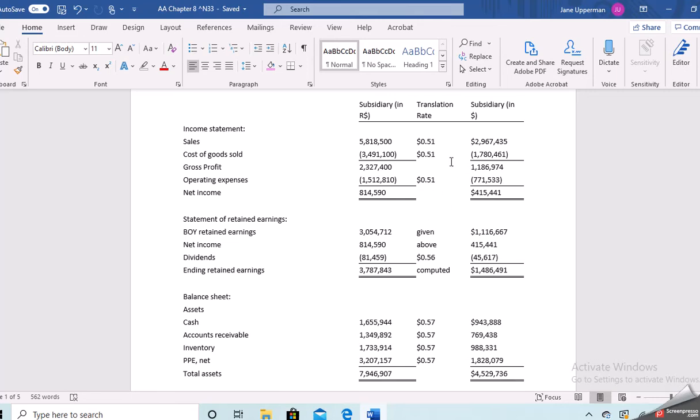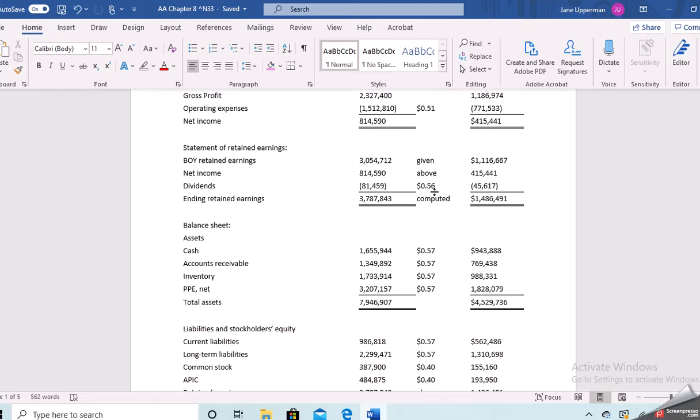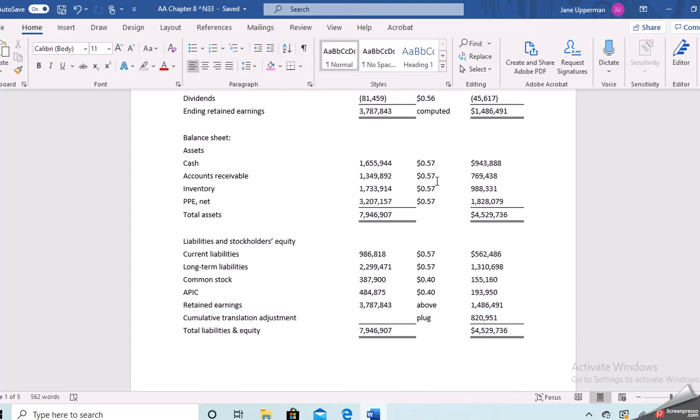So anytime we're dealing with the income statement, we use the average rate. When it's a specific thing like the dividends, there's going to be a dividend rate. Then when we get to our balance sheet, we use the end of the year rate except for specific items, which is our common stock and our paid-in capital. They're always going to provide us what the beginning of the year retained earnings is and the beginning of the year, the end of the year cumulative.